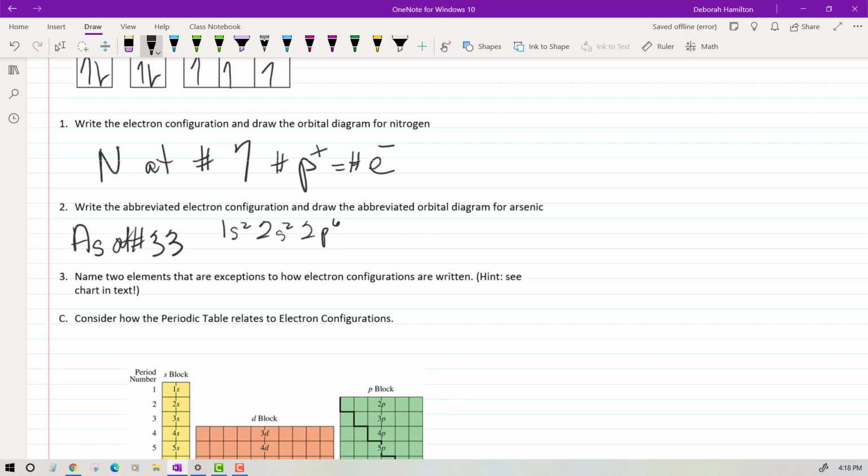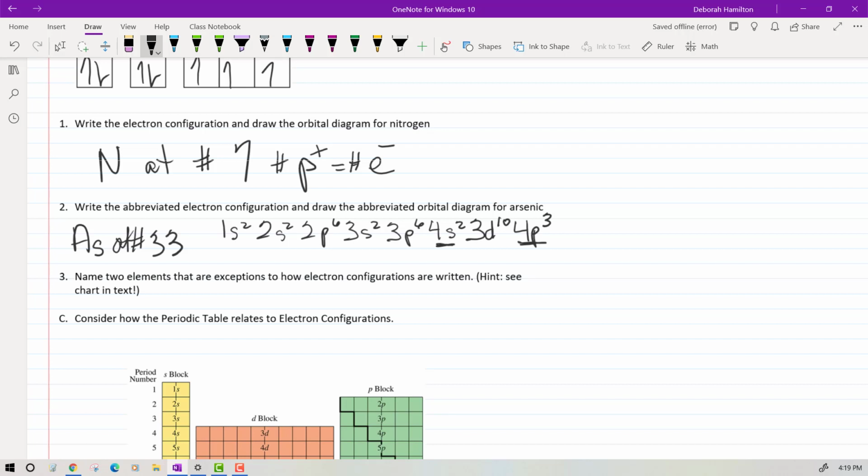But now let's go down to the next block, which is 3s2, and all the way across to the other side, 3p6, 4s2. Oh, look at that. 4s2 fills in before 3d10. Then we come over to where arsenic is located, and it's in the same column as nitrogen. So guess what happens? It's going to look just like nitrogen's ending configuration. Here's our highest main level electrons here.